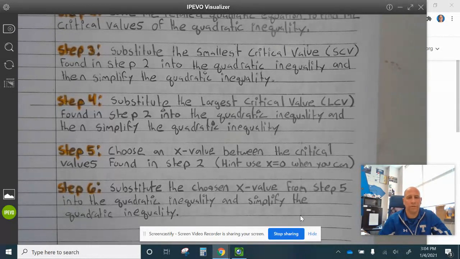Step 5, choose an x value between the critical values found in step 2. A hint, use x equals 0 when you can. Step 6, substitute the chosen x value from step 5 into the quadratic inequality and simplify the quadratic inequality.